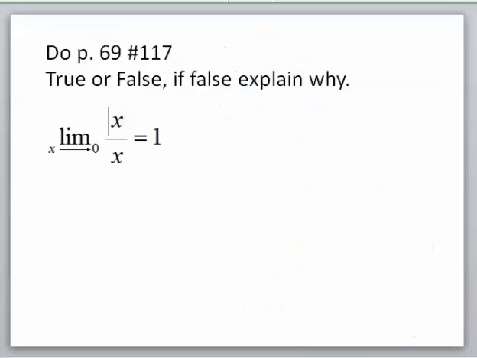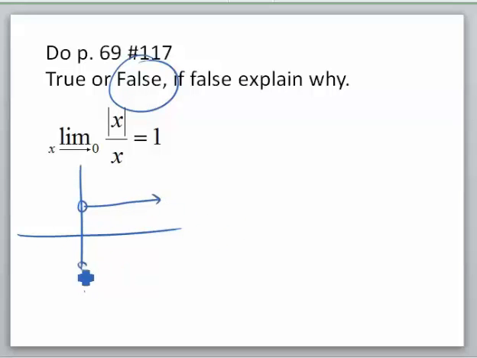The second problem here is a true-false question. There are two ways to explain whether it's true or false, and in this case, the answer is actually false. One way you could do that is by showing the graph. The graph of this function looks like this. As you approach 0 from the right and as you approach 0 from the left, they're going to two different values. So this limit actually does not exist.